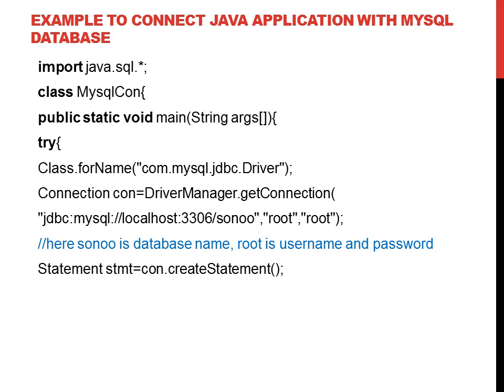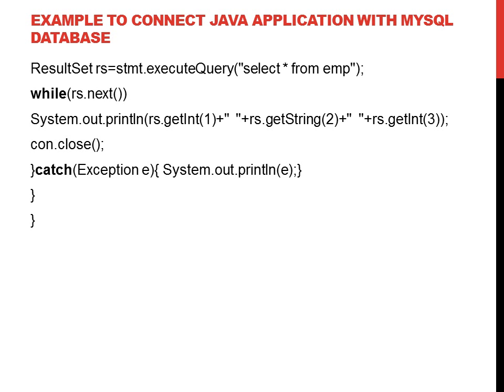Next step is to create a statement object from the connection object. For that use con.createStatement, and it will be stored in a Statement object stmt. Next step is to use a method of the statement object to execute the SQL statement. Here we are using a select command, so you have to use the execute query method of the statement object, and the result will be stored in a result set.